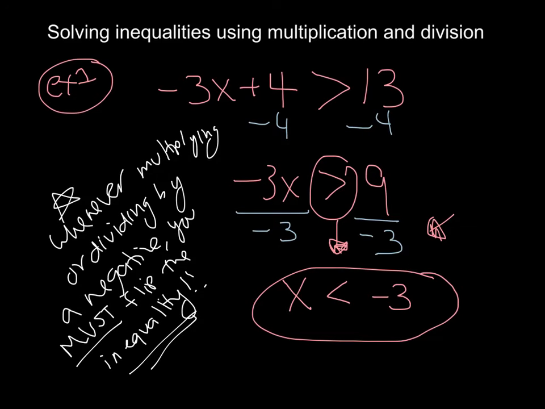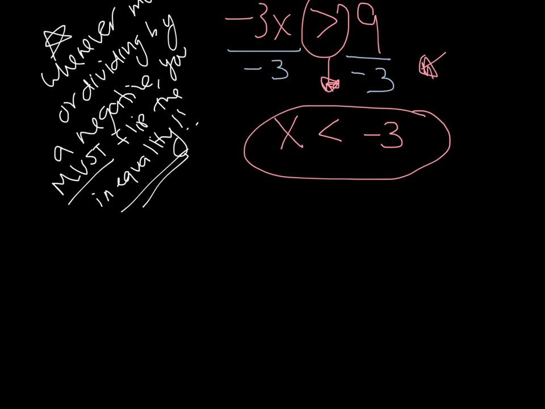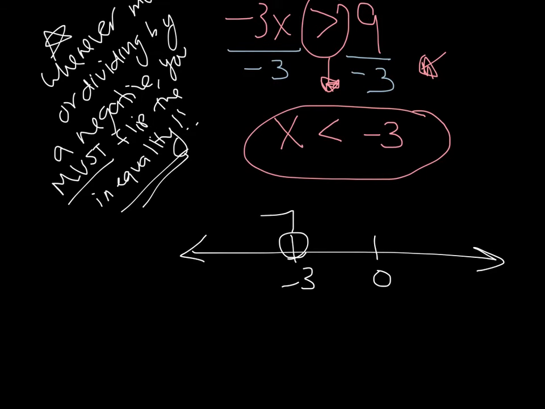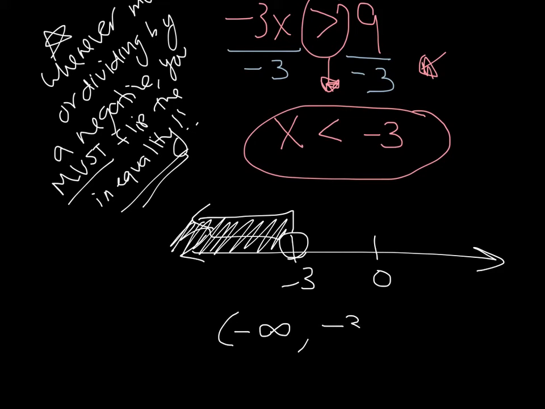Okay, so now that we have that, again, you're going to represent this in a number line. So we have 0, negative 3, less than means go to the left, shade in all the possible answers, okay? My possible answers in interval notation will be negative infinity to negative 3, but not including negative 3.